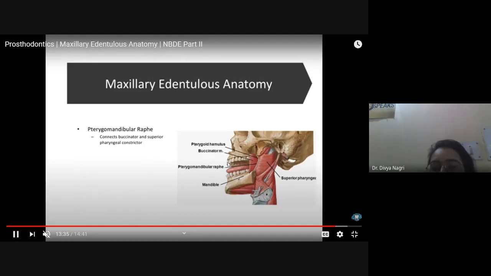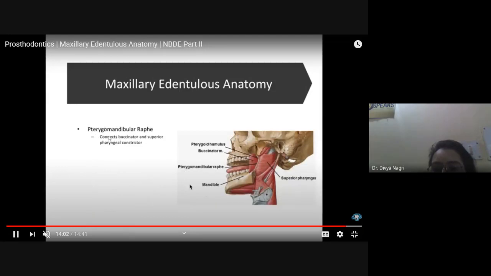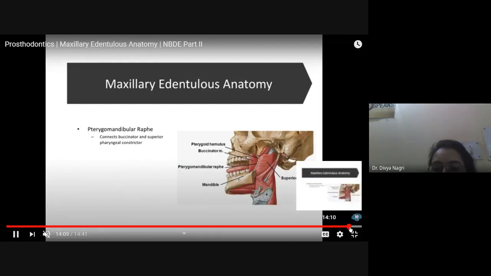This is the pterygomandibular raphe that we have discussed. It is coming from the pterygoid hamulus and getting inserted into the mandible, this part. This is your pterygomandibular raphe. This coronoid notch is very important. It is a very important anatomical structure.